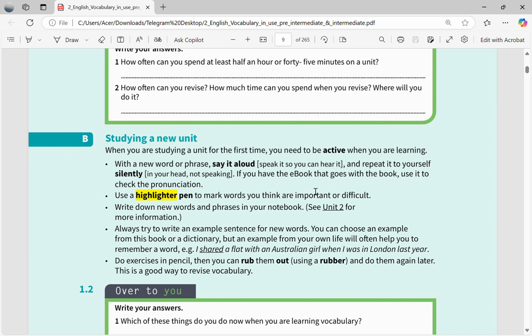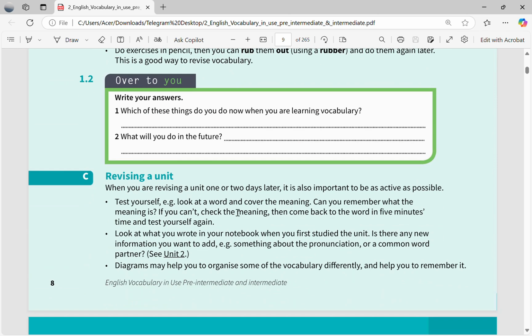Do exercises with pencil and then you can rub them out using a rubber or do them again. This is a good way to revise the vocab. Which of these things do you do now when you are learning vocabulary? What will you do in the future? Okay, I will skip it.